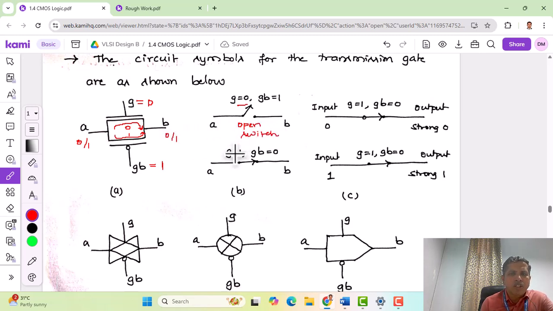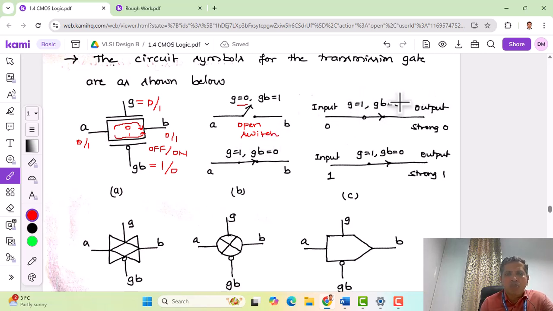Whereas to turn on this transmission gate, G needs to be 1. So we need this condition here, G is equal to 0 and GB is equal to 1. This makes the transmission gate in the off mode. To turn it on, G needs to be 1 and GB needs to be 0. In such a case, the transmission gate will work like an on switch. So here is the A and B. Now let us consider this and check whether this can pass zeros and ones efficiently or not.